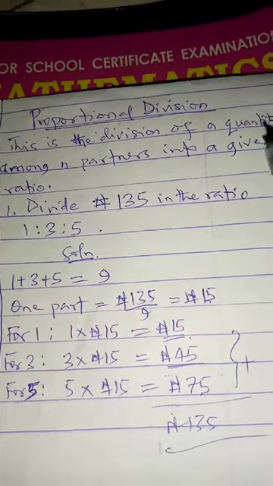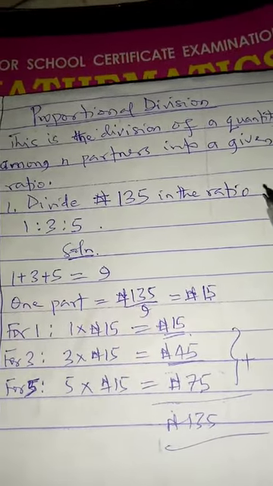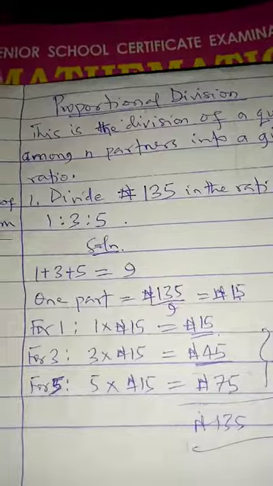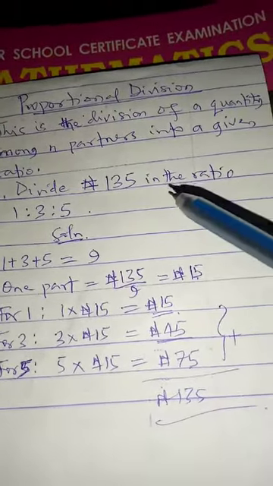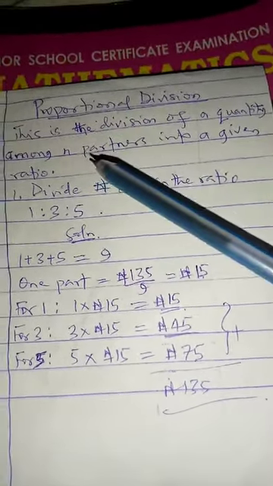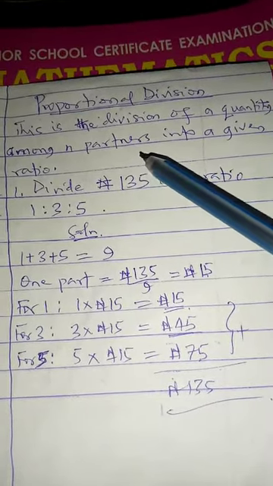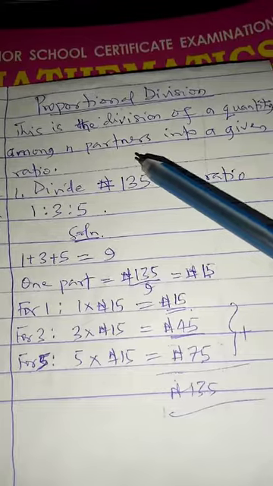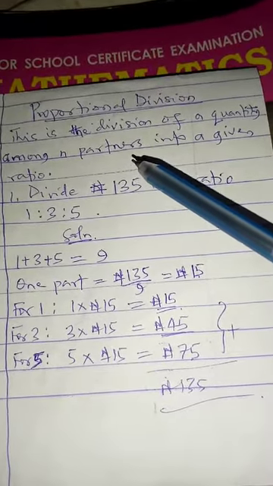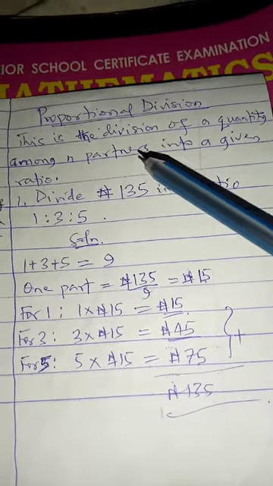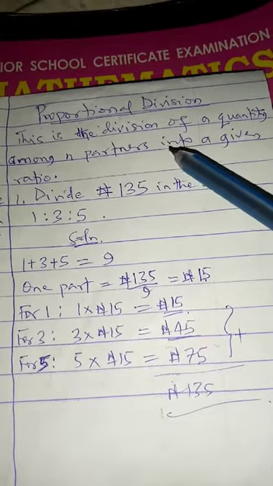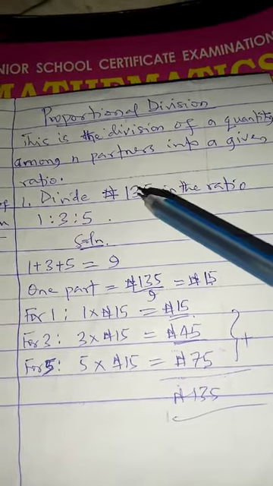In today's class, we will do proportional division. Proportional division is the division of a quantity among n partners into a given ratio.